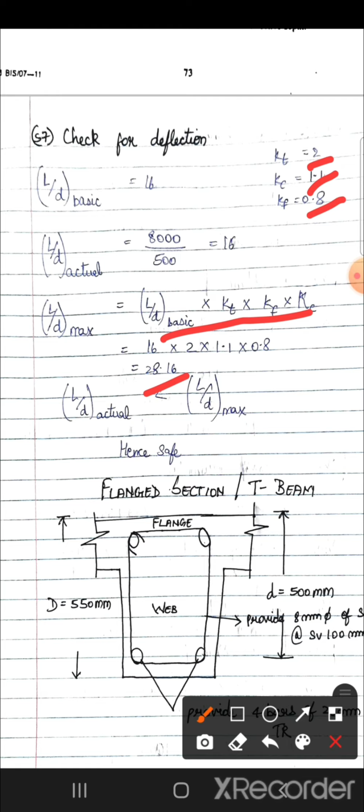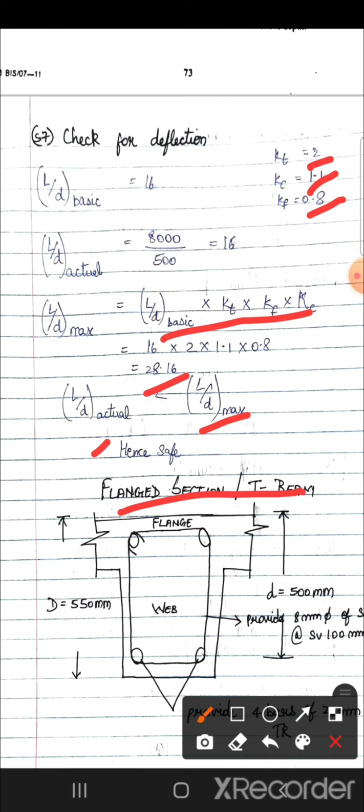which is greater than L by d actual. So L by d actual is less than L by d max. Now we must draw the flange section diagram.